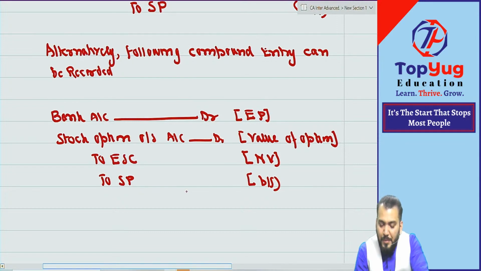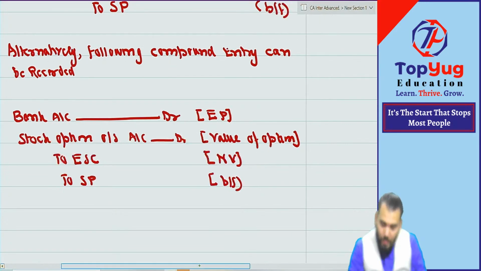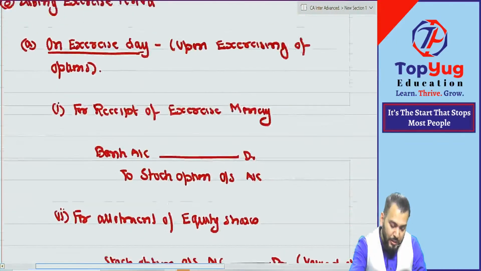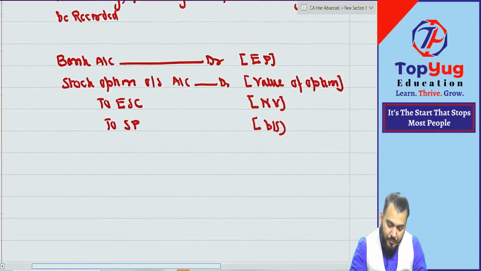Means simple, but can I say premium is equal to exercise price plus value of option minus nominal value? So always keep in mind premium can be calculated in this way. Got it. This also you have understood. Correct. Then add down what point I have given. This was point number 3, point A. Then add point number B.